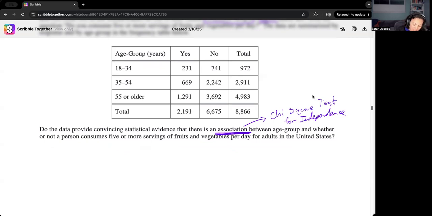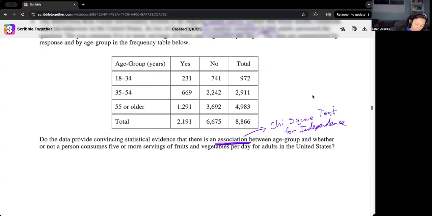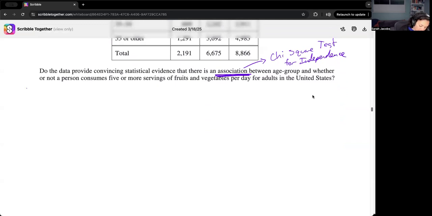So some ways I know that. It's independence because we have a single group, a random sample, and 2 variables. Yes or no. So, fruit consumption and age group. So we're trying to see if fruit consumption and age group are associated or independent. So that's 1 group, 2 variables. That's independence. Now we have to actually perform the test. So it's a hypothesis test.